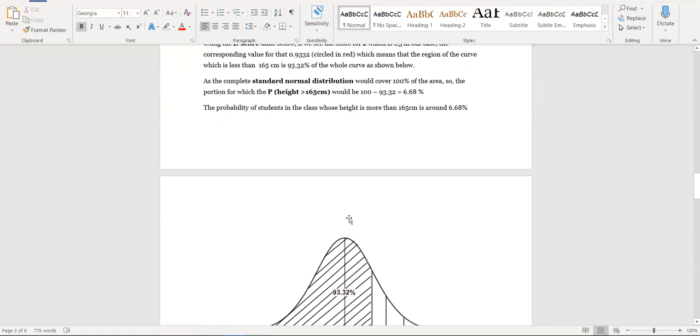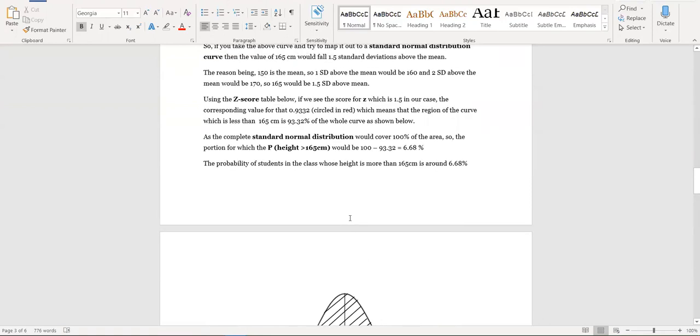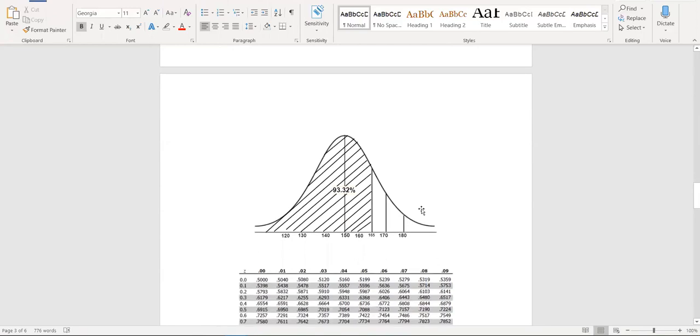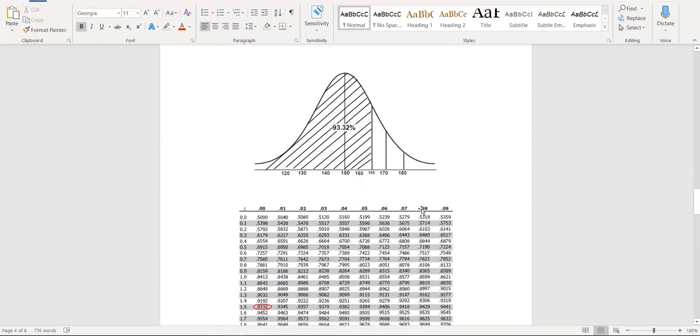But our goal is to determine the probability of students having height greater than 165 centimeters. So for that, we need to subtract 93.32% from the whole region of the curve, which is 100%. So that would give us a value of 6.68%. So this is basically the percentage of students who have height greater than 165 centimeters. This is one application of z-score that we could use if we want to determine the probability of a particular data point among the population.